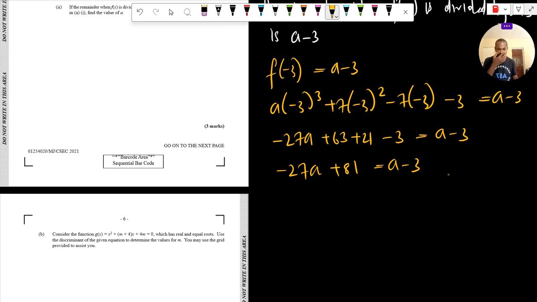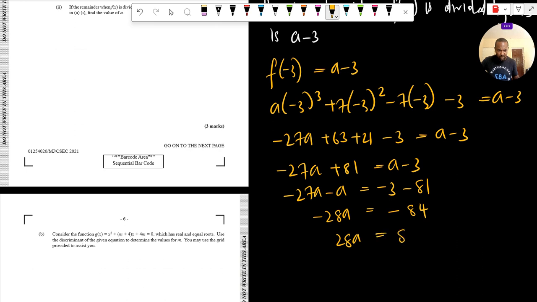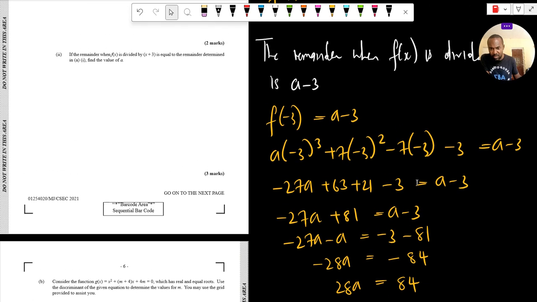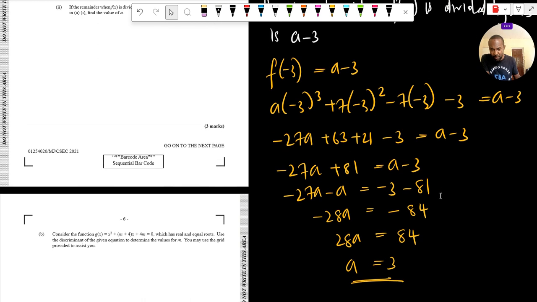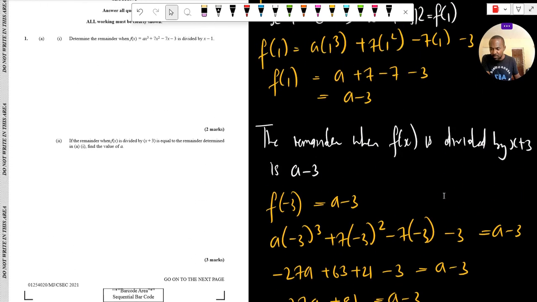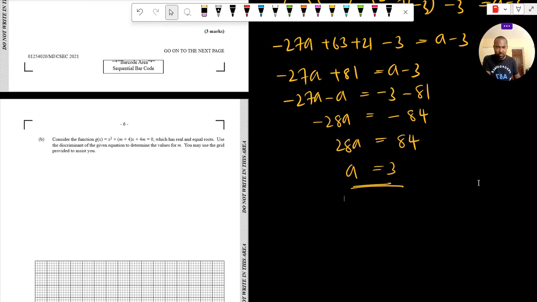So let's bring all the a's to one side, all the constants to the other side, and then solve for a. So we can say that minus 27a minus a equals minus 3 minus 81. So we have minus 28a is equal to minus 84, or we can say that 28a is equal to 84, and this simply means that a is equal to 3. So there we have it, a is equal to 3 based on the conditions that were given, all right? Good. So that was part A of the question.